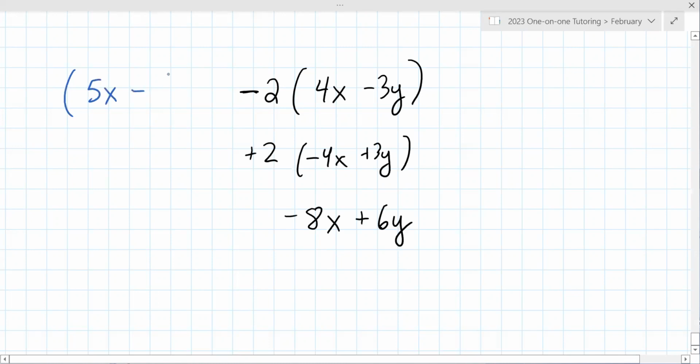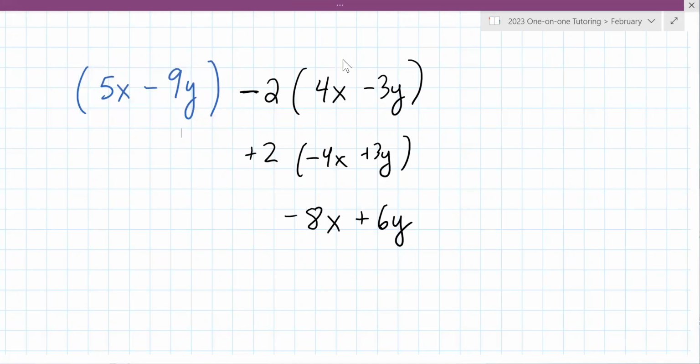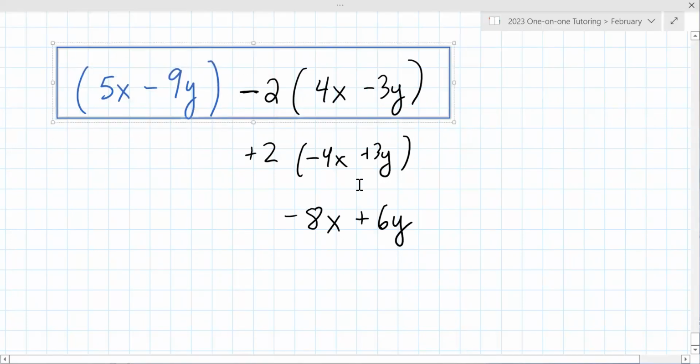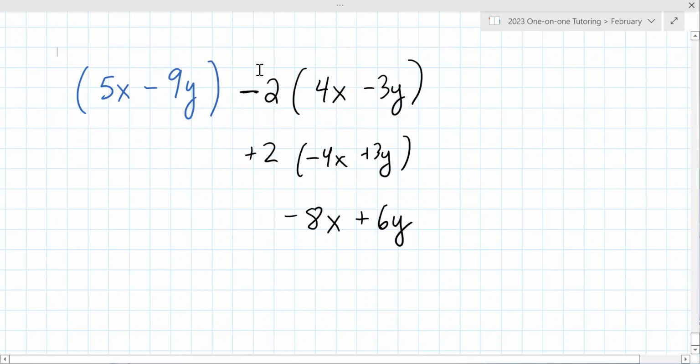Here's the original problem now. 5x minus 9y minus 2 times 4x. So this is, let me put it in a box here. This is what the original problem would be. Okay. But everything you did is correct. And then you have to do it that way. But you bring down this 5x minus 9y.